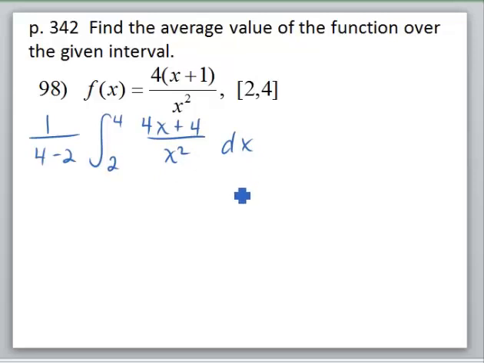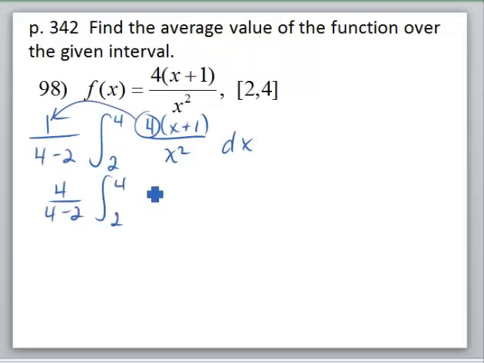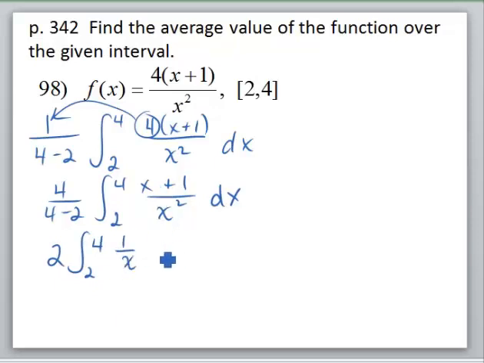I'm going to go ahead and change my mind here on distributing that, because what I could do on my next step is actually bring out this 4, not factor it out. So I'll bring out my constant. So I've got 4 over 4 minus 2, 2 to 4 of x plus 1 over x squared. That allows me to rewrite this again. So that's 2. When I have 2 to 4, x divided by x squared would be 1 over x plus 1 over x squared dx.